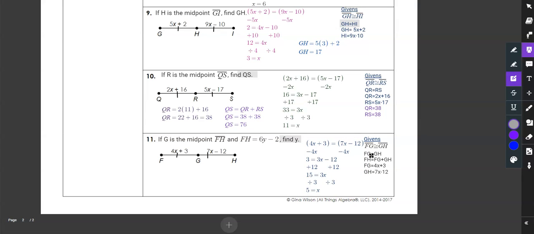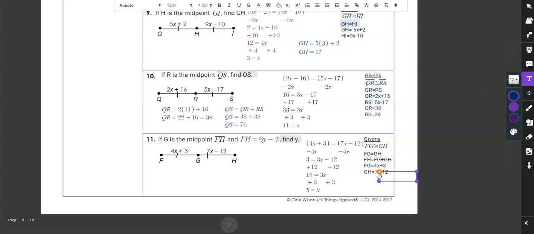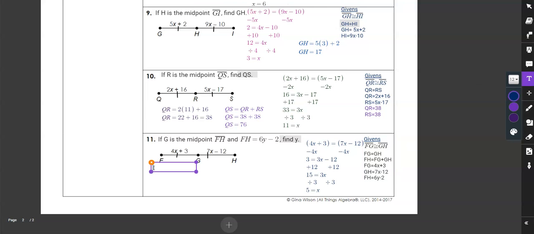Now, I know that FH is equal to FG plus GH. And I actually forgot to put something in here I did already know. I knew that FH is also equal to 6y minus 2. All right, so we're going to substitute in what we know, and we will actually do 2 substitutions on this one. So just follow along carefully. This one is a little bit different.